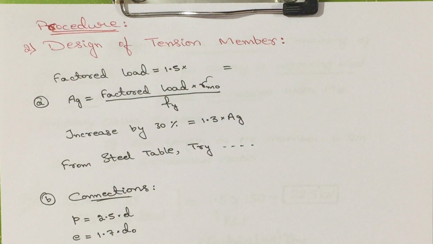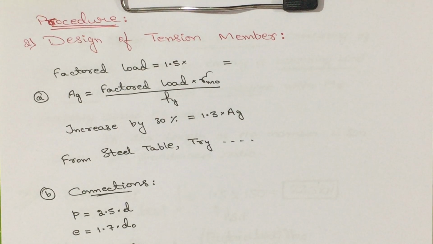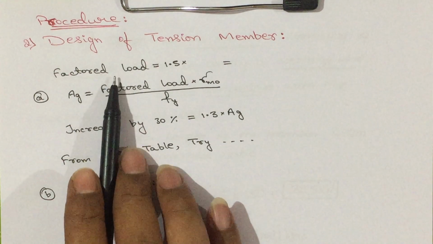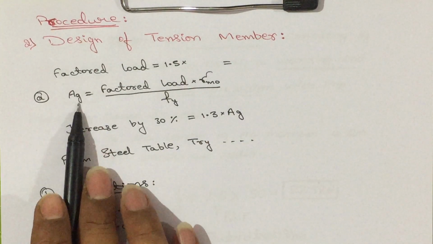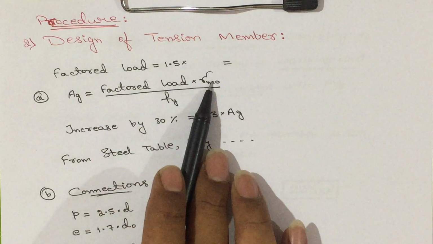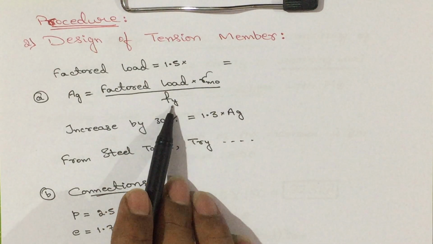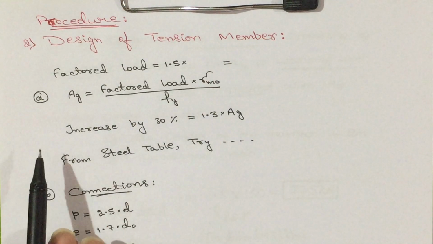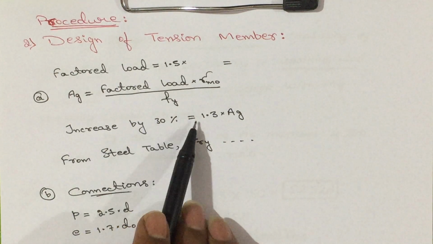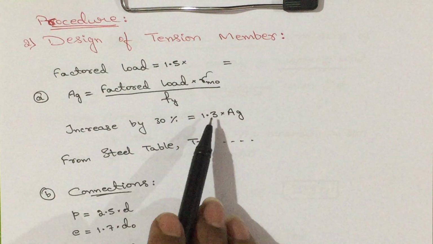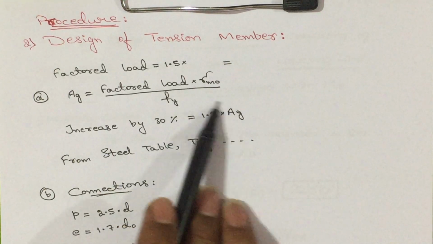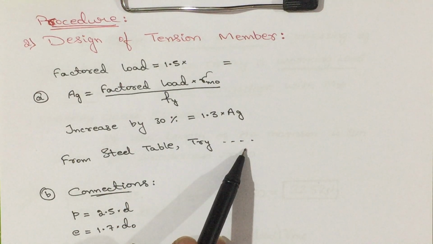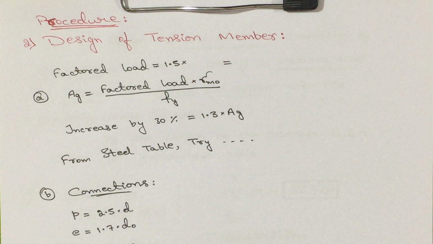Okay, that is regarding actual concept. Now let us come to the procedure followed in this design of tension member type 2 problems. First, we are going to determine the factored load, that is 1.5 into the given load. Then first step, gross area, that is given by factored load multiplied by gamma m naught divided by Fy. Fy is 250, gamma m naught is 1.1. Then increase by 30%, that is nothing but multiply the Ag with 1.3. Then from the steel table, with respect to the calculated area, we are going to find out the suitable section.